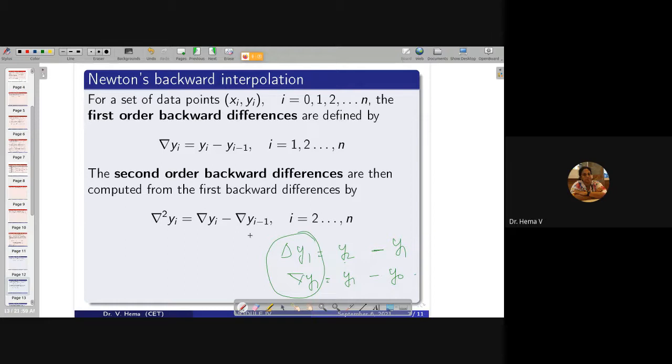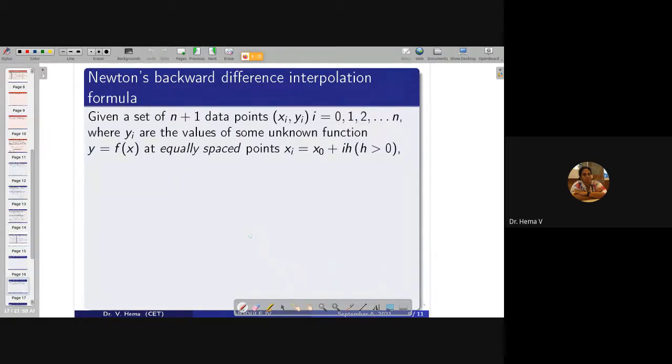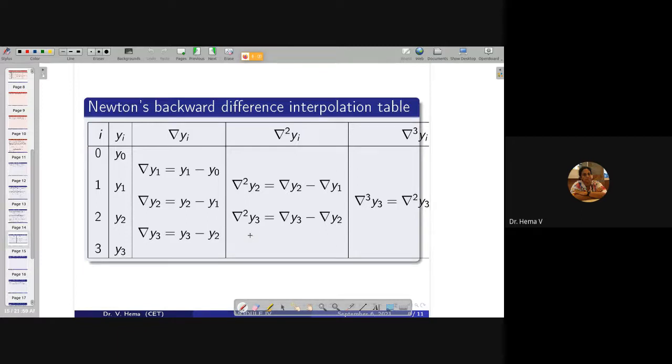I will show the table. The table has xi values 0, 1, 2, 3, and yi values y0, y1, y2, y3. Del of y1 is y1 minus y0. Del of y2 is y2 minus y1. Del of y3 is y3 minus y2. Similarly, for second order backward differences, del square of y2 is del of y2 minus del of y1. Del square of y3 is del of y3 minus del of y2, etc.